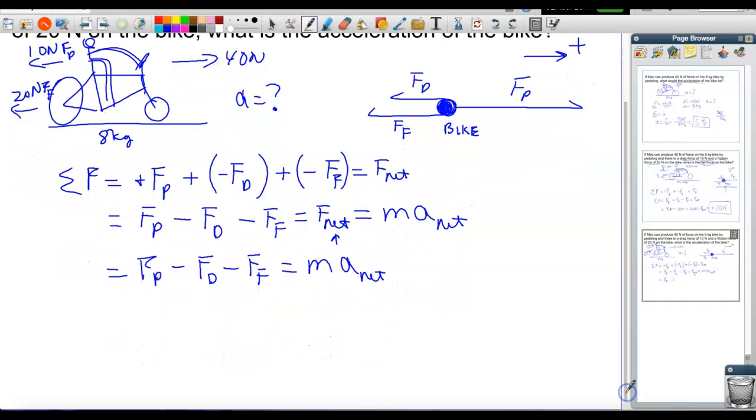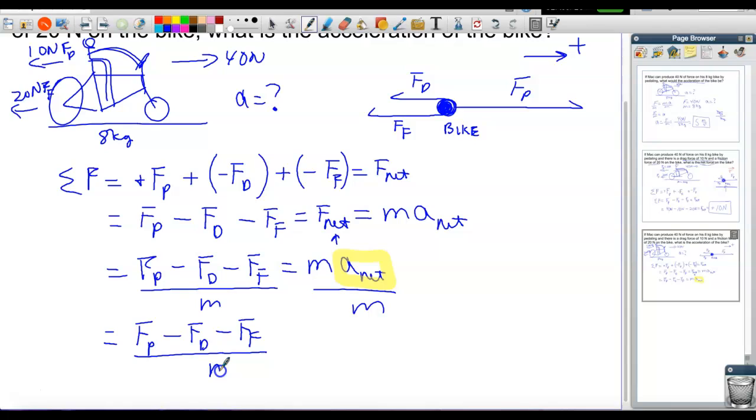So we're looking for this acceleration, right? So we're going to rearrange our equation. We're going to divide both sides by m. And that says pedaling force minus the drag force minus the friction force, all divided by the mass, equals the net acceleration. So now we can go ahead and solve our equation.